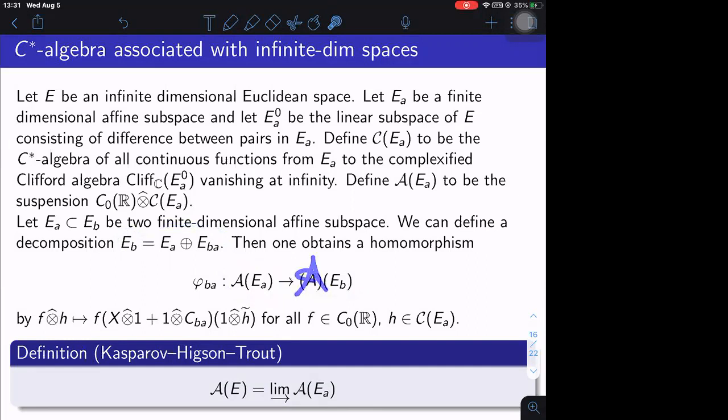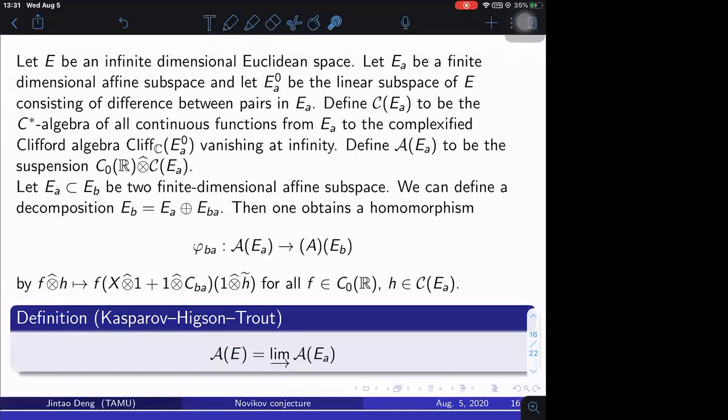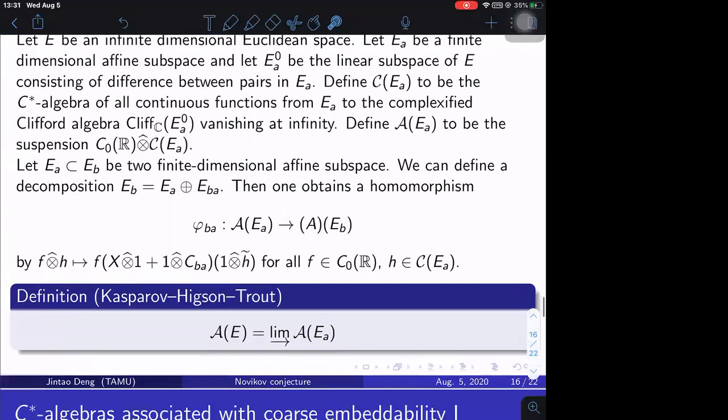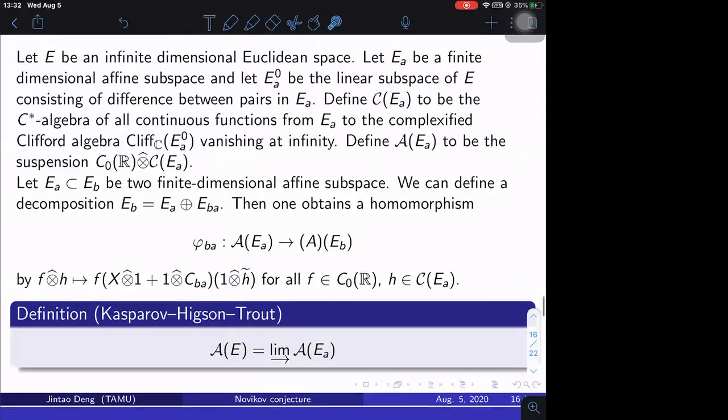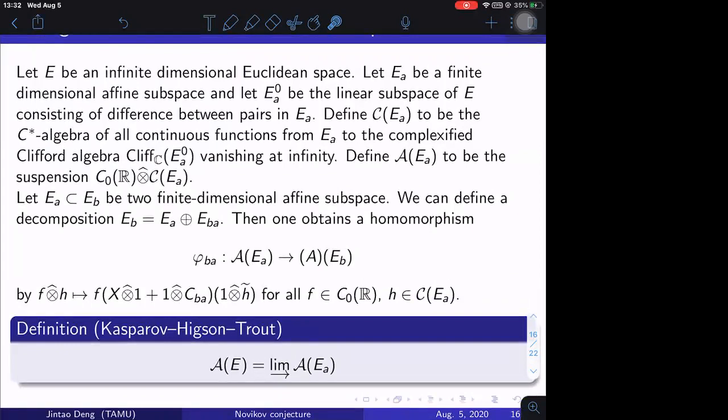Excuse me, this is A, and this map was given by taking the functional calculus of some essentially self-adjoint unbounded operator, and tensoring with one, graded tensor with the extension of H. Then we consider the algebra associated with the infinite dimensional Euclidean space as an inductive limit of all those algebras. The inductive limit is taken over all the finite dimensional affine subspaces.